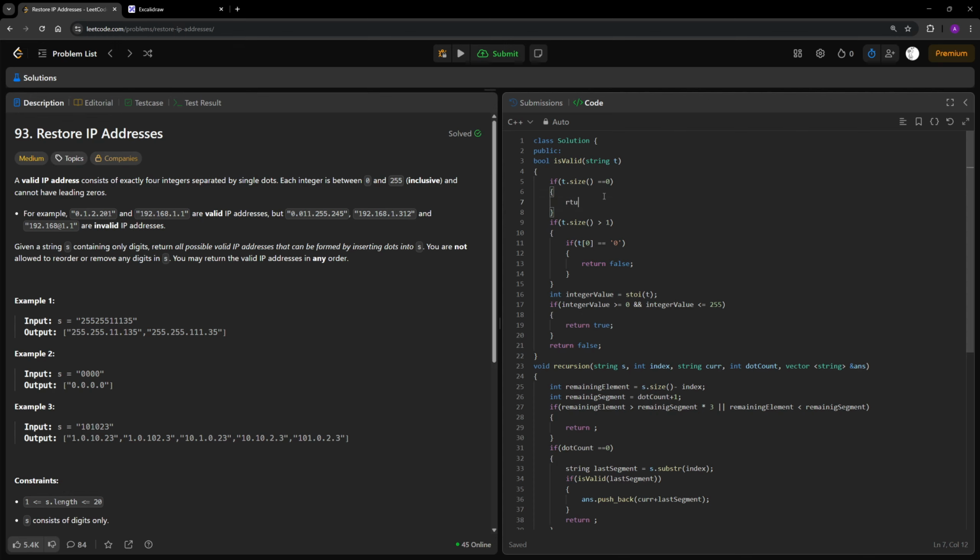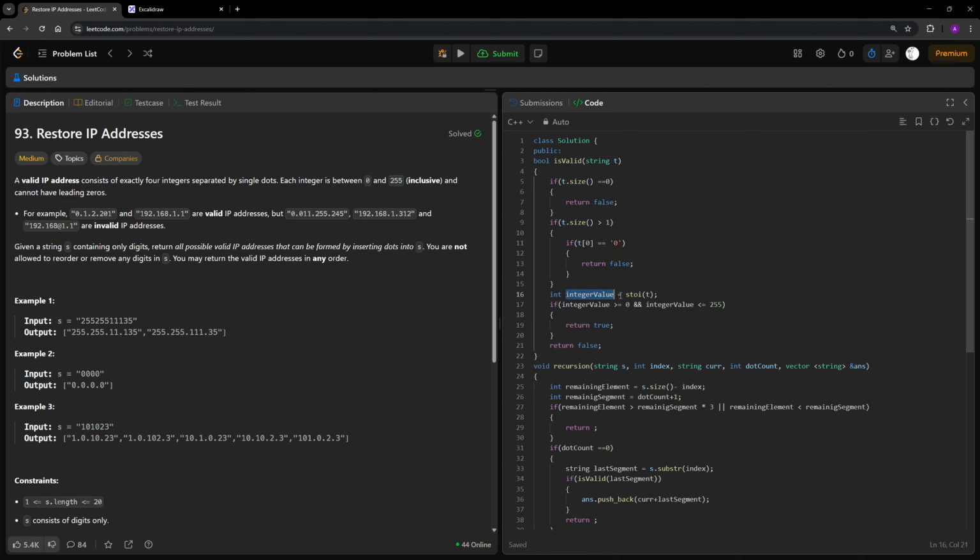So that's why we return false even for size 0, because in future someone can use this valid function and say, hey, if the size is 0, then we need to take care of that. So when this is defined, if t.size is greater than 1 and the index is starting from 0, we will return false.